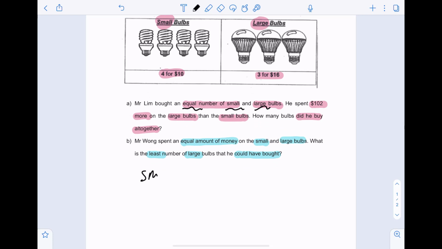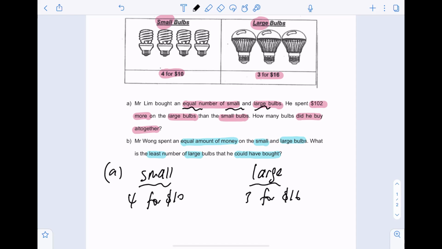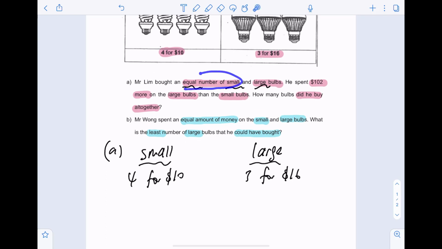Now we know that the small light bulbs and the large light bulbs, they are going for different prices. So for $10 here, this is 3 for $16. At the moment, they are not equal in number because this is 4, this is 3.